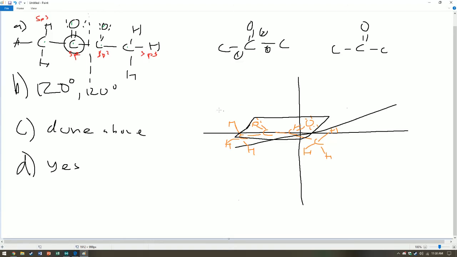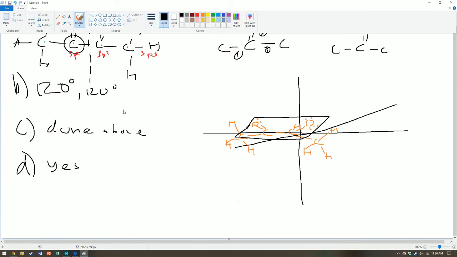It does take a bit of practice, but once you get your head around 3D space and are comfortable with it, it really does make your life easy. E is just the same thing for the other molecules, so I will skip that.